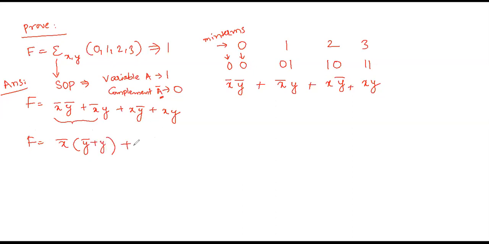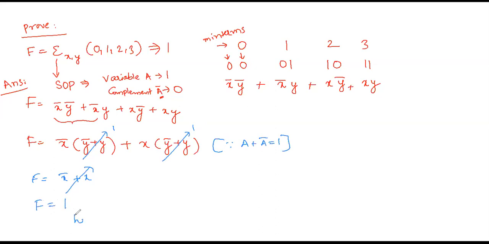Again here I am looking, x is common: y bar plus y. But what is y plus y bar? From Boolean rules, y plus y bar is 1. So you get x bar plus x. What is x plus x bar again? 1. So f is equal to 1. Hence, 4.